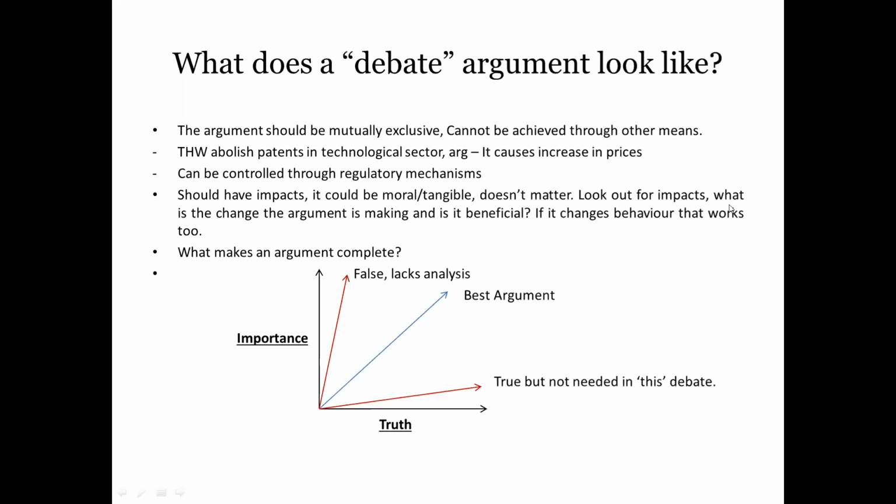Remember that. Secondly, every argument should have impacts. An argument's impact should be moral, or it could be tangible, such as a utilitarian outcome. It does not matter. Note the gravity of what an impact looks like. In short, an impact says what change you think is going to happen. The immediate impact of my argument is that if I ban or abolish patents, the prices will fall.